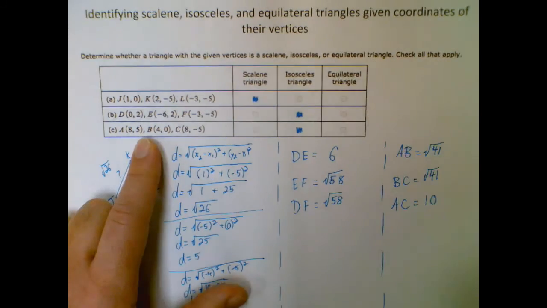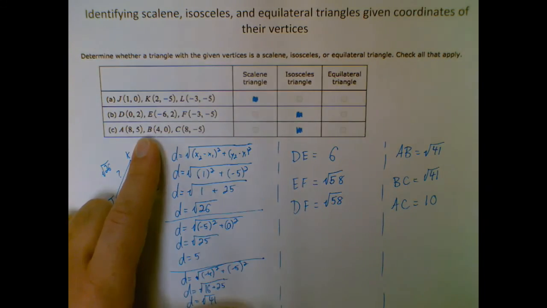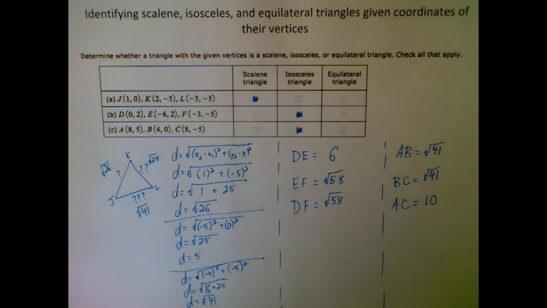The only way to get an equilateral one is to have all 3 be the same, which did not happen here. But if you do that, that's equilateral.